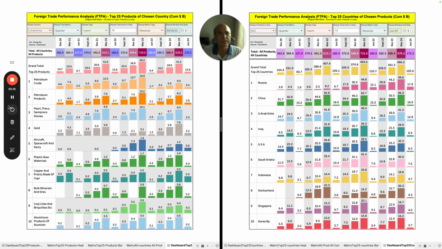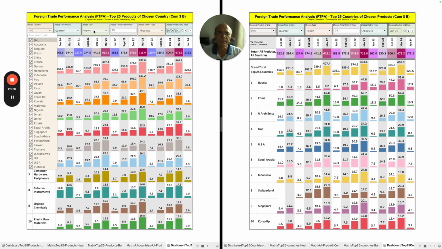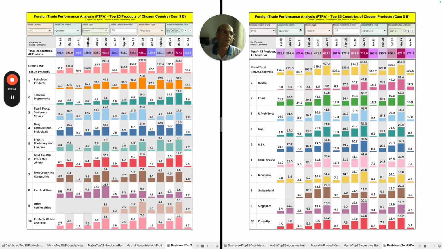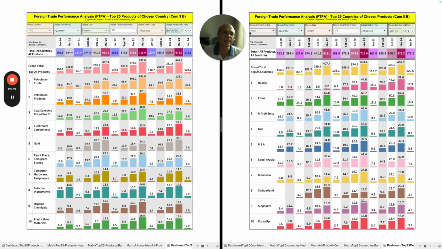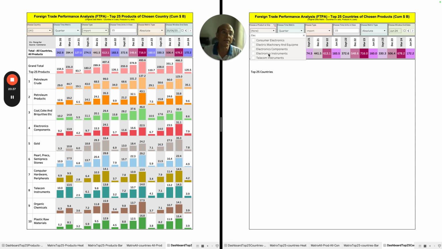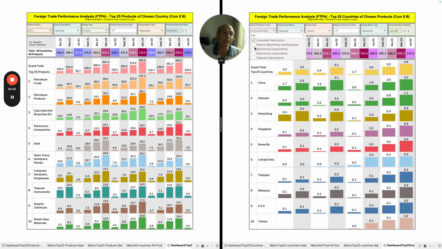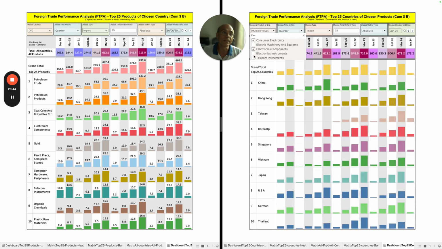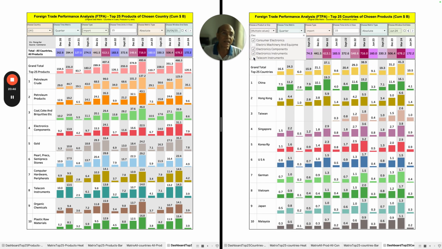Now let's do one thing. Let's now switch gears and do exports, because we will use the same chart and talk about exports. So let's do exports on both sides. Or before we do export, let's dive into one more detail. Let's use this chart and look at electronic components, because electronics is very, very important. So I will choose all these electronic items: the consumer electronic items, then electronic components, electronic instrumentation, telecom instrumentation.